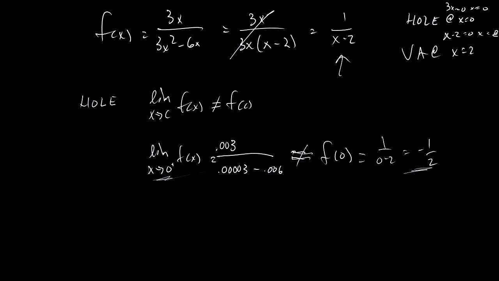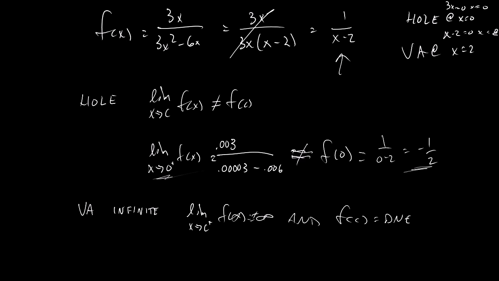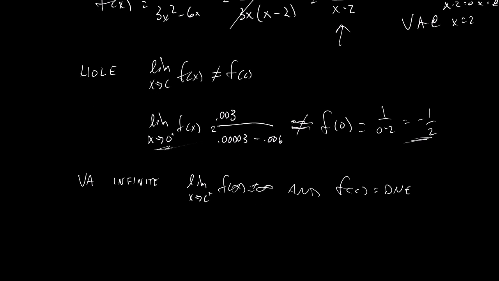So let's talk about our VA. Our VA tells us that we have an infinite discontinuity. So that means that I have to show that the limit as x approaches c from the left or the right, doesn't matter, is some type of infinity. And f of c does not exist. So I'm approaching 2 at this point, because our VA is at 2.